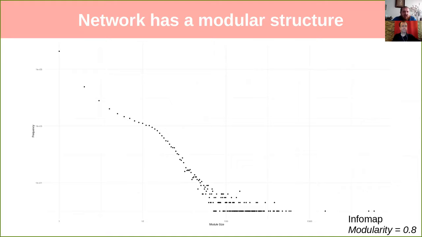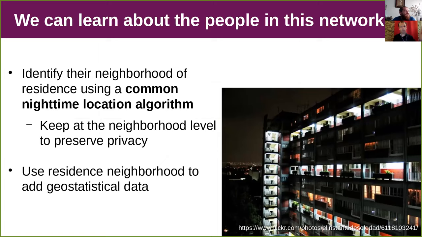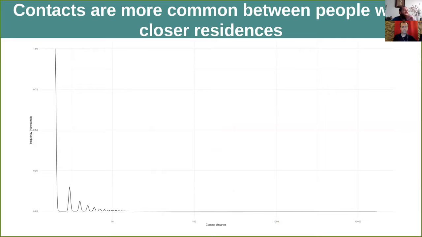Yeah, thank you. So the network has a modular structure. As I talked about before, we have identified this with different shapes. I will go a little bit faster, but as I was saying, we can cross information to the nodes, so we can identify socioeconomic status information by identifying the residence of the node. We keep it at the neighborhood level, so we don't have privacy issues. And what we see is that the connections are mostly between people who live close by, but we have connections between people that live farther away.